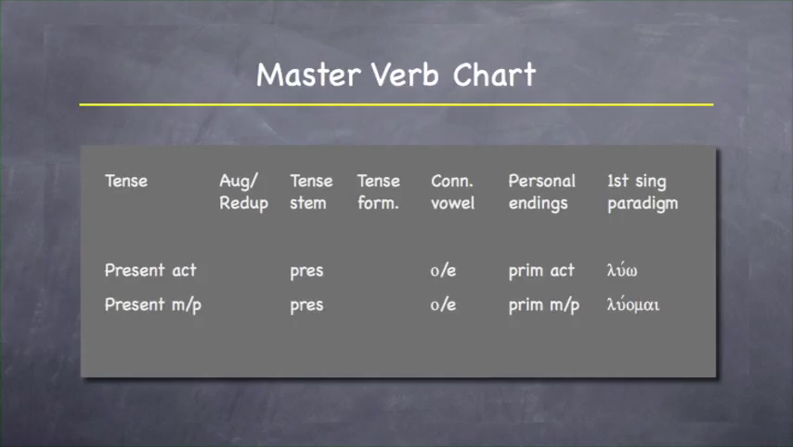And in the master verb chart, we added one more line, didn't we? How do you form the present middle passive? Well, you form it with the present tense stem, a connecting vowel, and primary middle passive personal endings, and you get something like luomai. Okay, there you are through chapter 18.